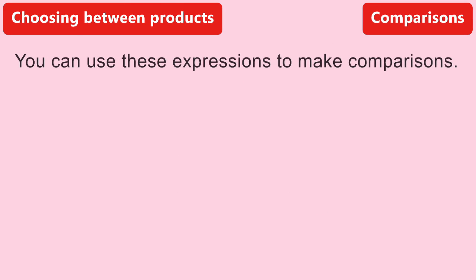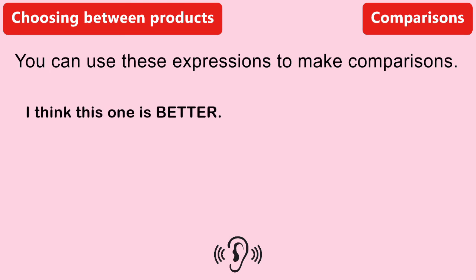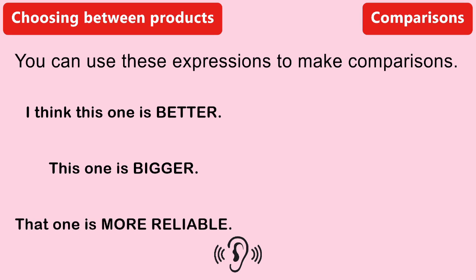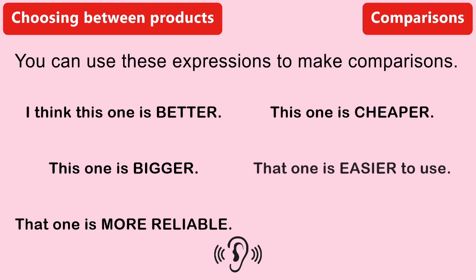You can use these expressions to make comparisons. I think this one is better. This one is bigger. That one is more reliable. This one is cheaper. That one is easier to use. This one is lighter.